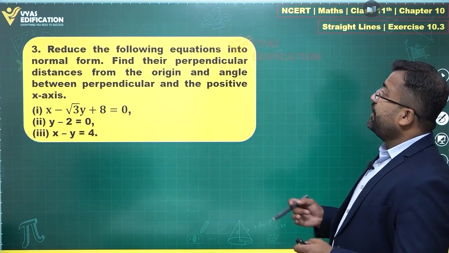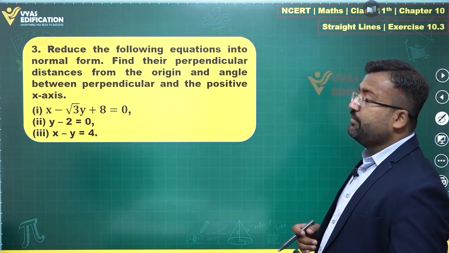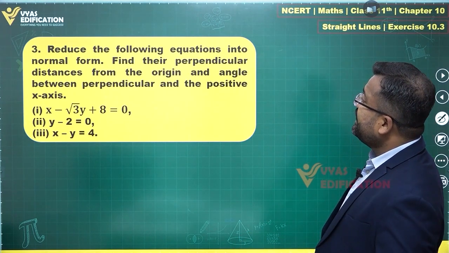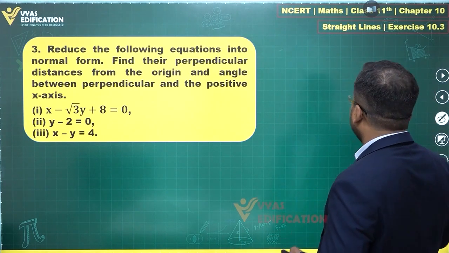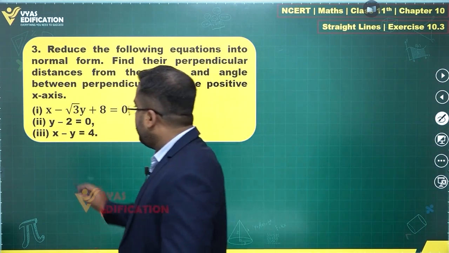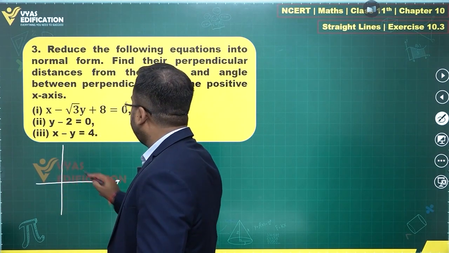Third question says, reduce the following equations into normal form. Pretty interesting. Normal form is something to look forward to. Find the perpendicular distances from the origin and the angle between perpendicular and positive x-axis. Positive x-axis, right? So, normal form. Now, what does a normal form look like?